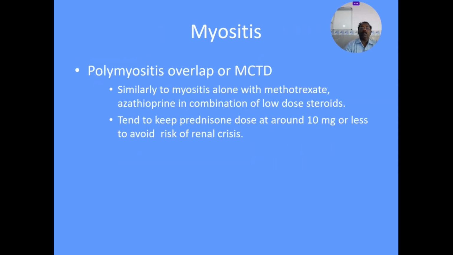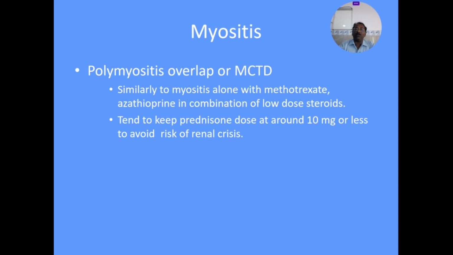This is the overlap, MCTD, mixed connective tissue disorder, with myositis. Here sometimes you may need a muscle biopsy to confirm the diagnosis. So similar to myositis alone, treat with methotrexate or azathioprine in combination with low dose steroids. Methotrexate can also be used in overlap syndromes. Suppose systemic sclerosis with rheumatoid arthritis, obviously methotrexate is the drug of choice there.